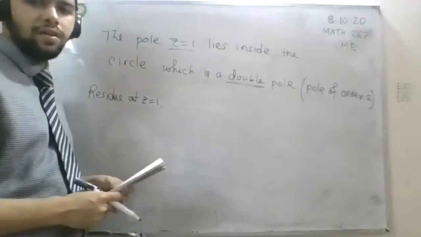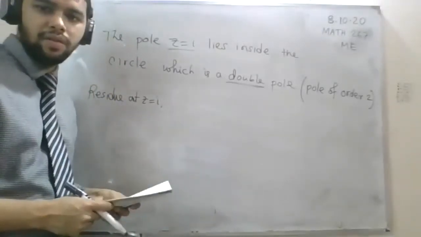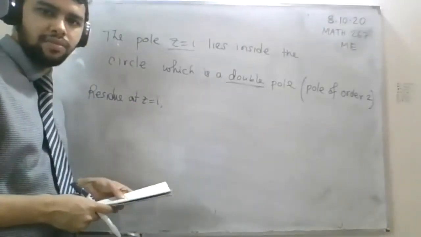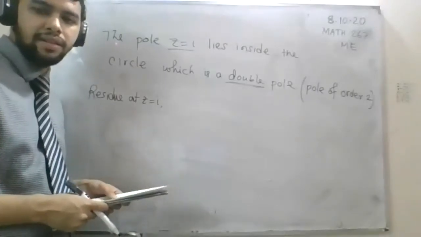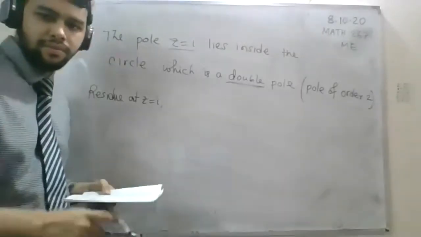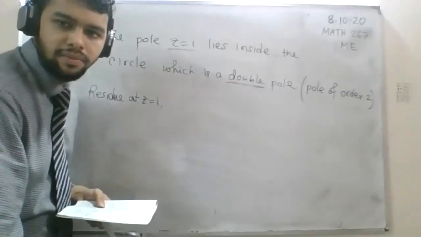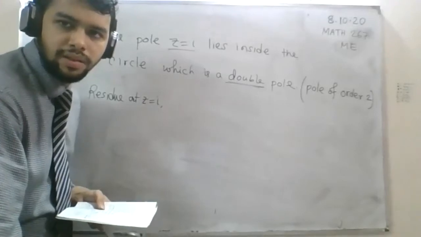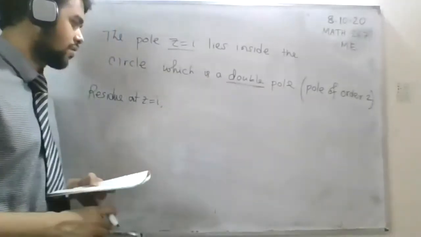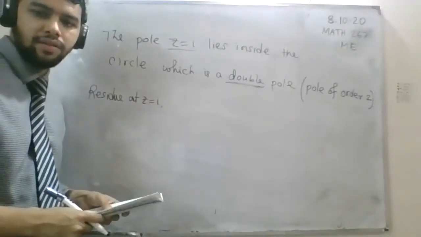So just take a look here. What we have to do is find the residue at the double pole. Please tell me someone, what do you have to do in the next step to find the residue at z equals i? Which formula will be used for z equals i, the double pole? Anyone?